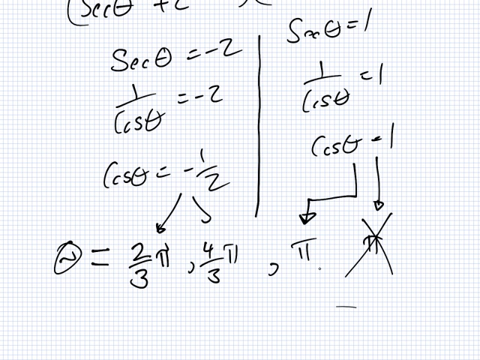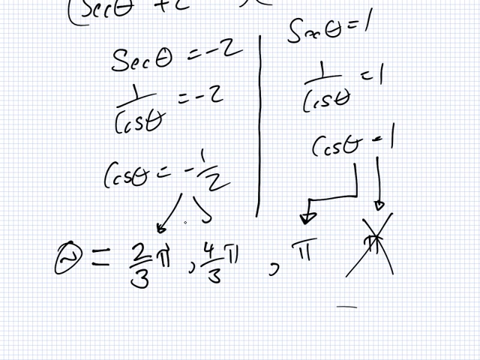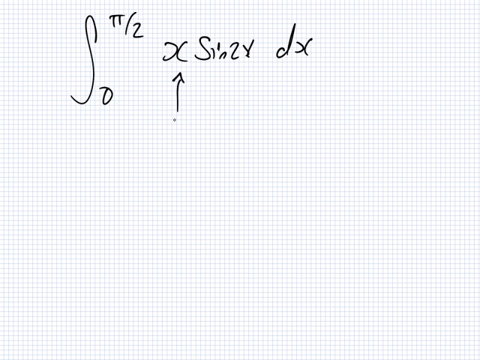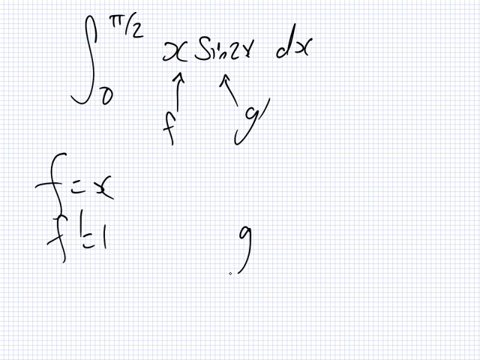A4. Use integration by parts to find the exact value of the integral from 0 to pi over 2 of x sine 2x dx. So, you say this is f and this is g derivative. So f equals x, that means f derivative is 1. G derivative is sine 2x. So g is minus a half cos 2x.